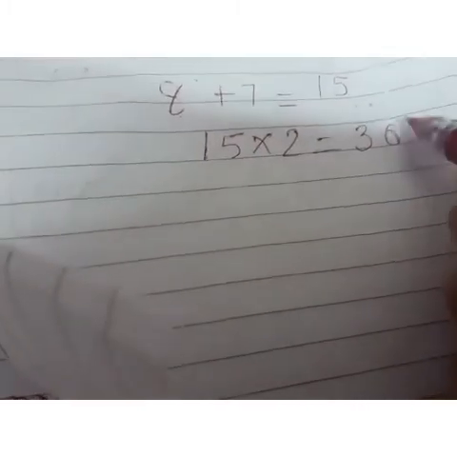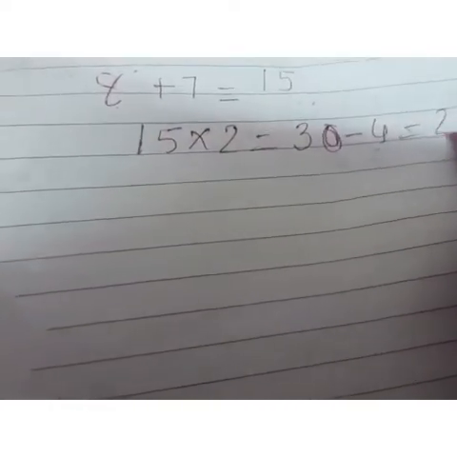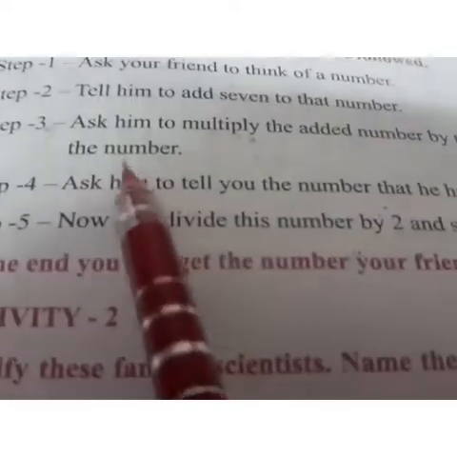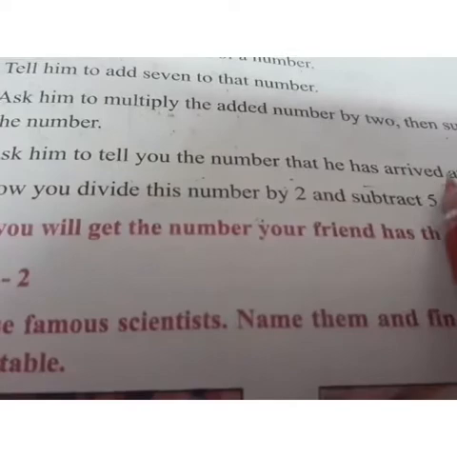That becomes 30 and minus 4. 30 minus 4 is equal to 26. Now what is the next step? Ask him to tell you the number that we have arrived at.